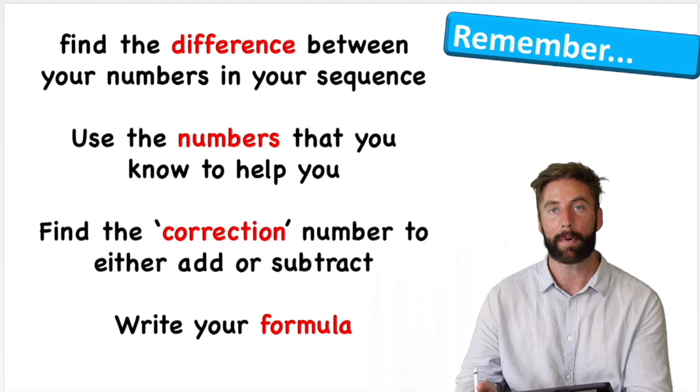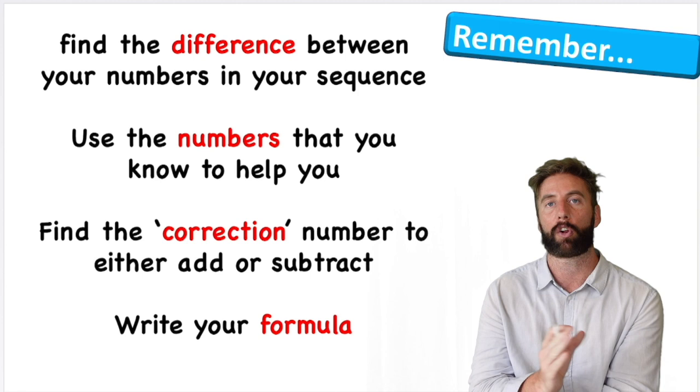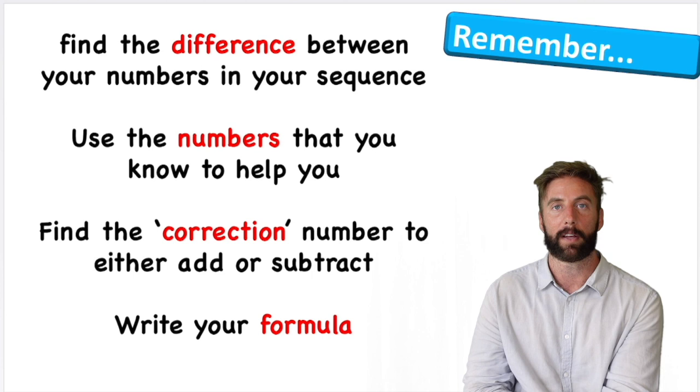Let's look at things to remember. First, find the difference between your numbers in your sequence, whether that's positive numbers or negative numbers if we're coming backwards. Multiply your difference by your nth term and then see how close you are and find the correction by adding or minusing a number to it. And then finally, write your formula. And just check your formula works before you move on, just to make sure you've not made any mistakes.